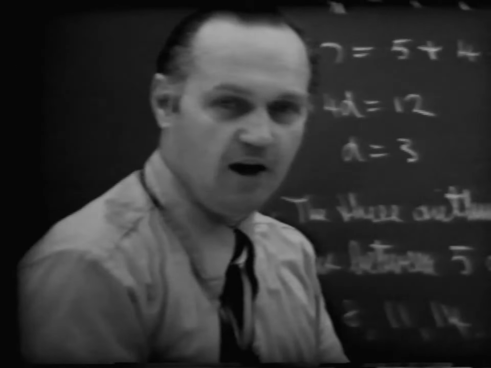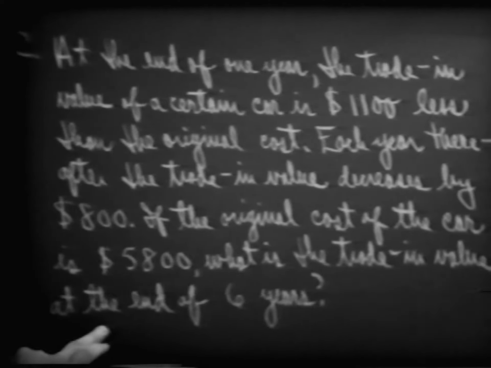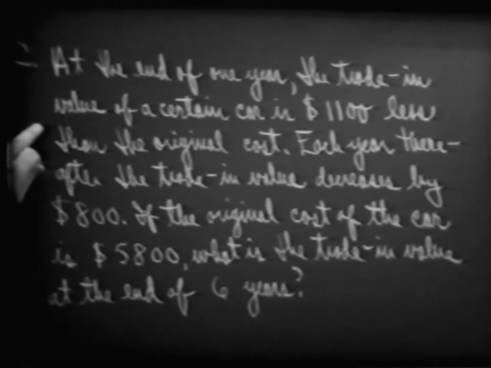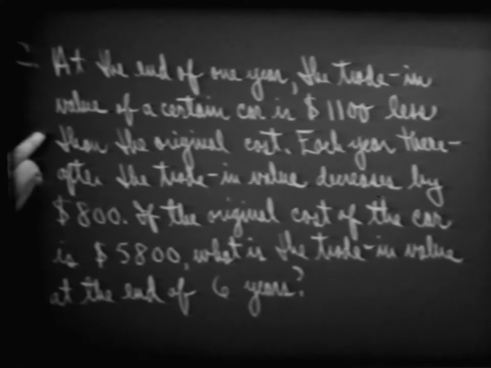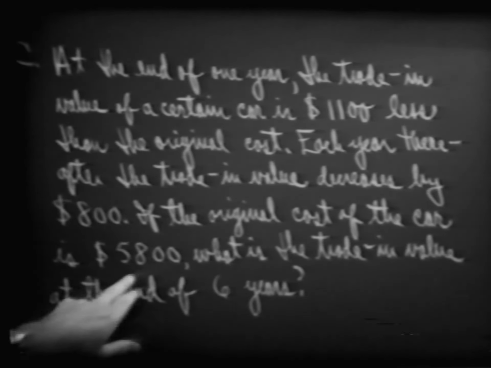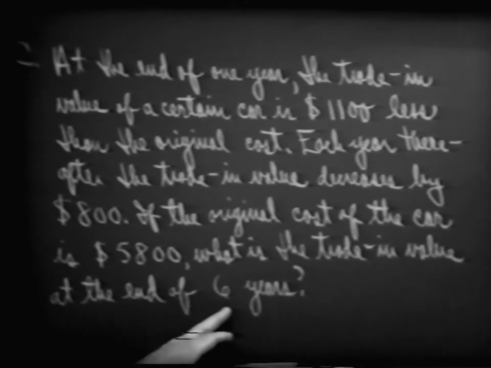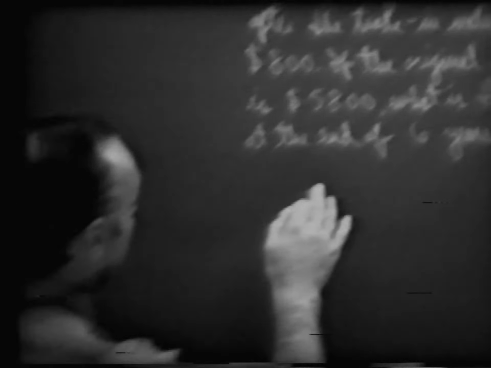All right? Well, let's look at one more example. I think that's all that we need to do for today. Here's perhaps a real-life situation. At the end of 1 year, the trade-in value of a certain car is $1,100 less than the original cost. Each year thereafter, the trade-in value decreases by $800 each year, all right? Now, if the original cost of the car is $5,800, what is the trade-in value at the end of 6 years? Well, I don't think it's a very difficult problem, but let's see how we can set it up.